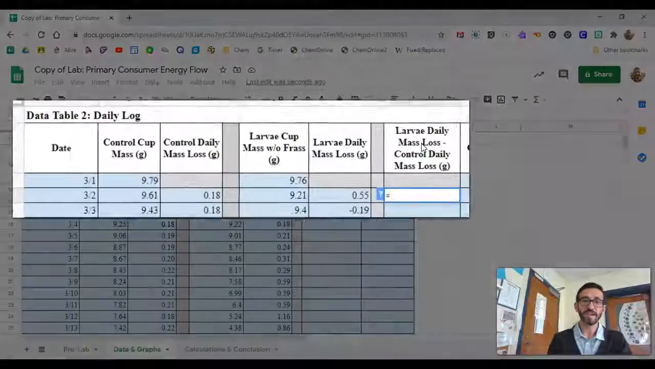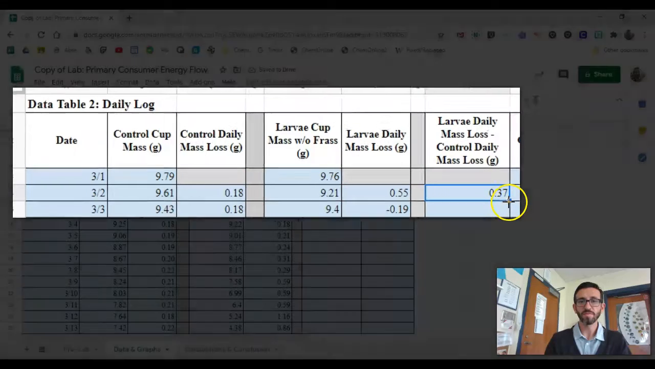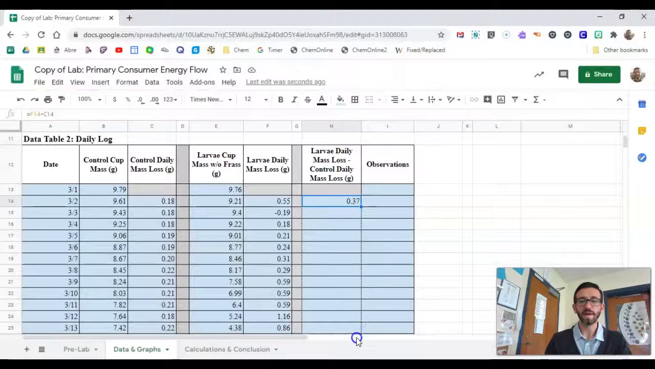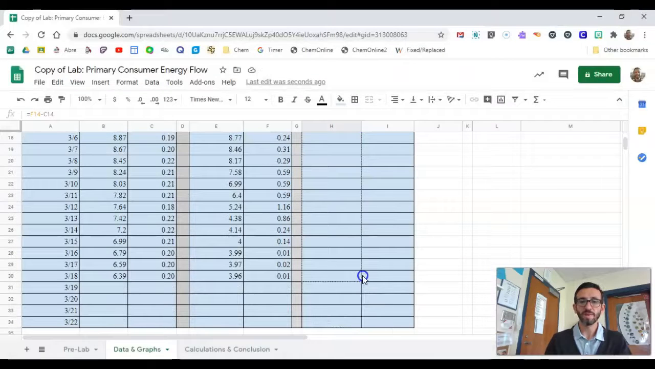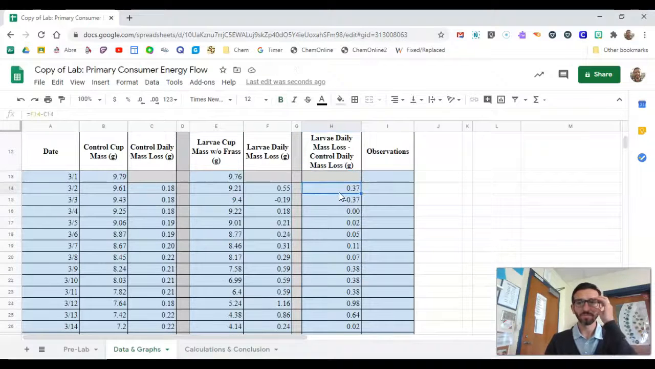And then finally, for the last one here, larva daily mass loss minus control. So I'm going to have the larva minus the control loss. Then I'm going to take that little square and drag it to the bottom to establish my pattern. Then I can tell what the difference is between all of these. And that's all you do for that first part.